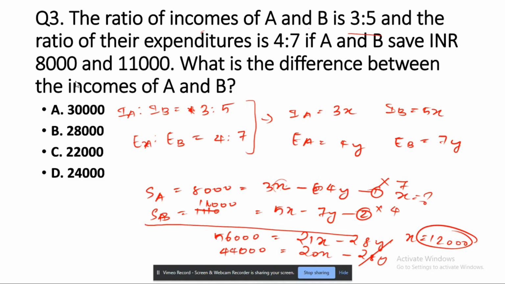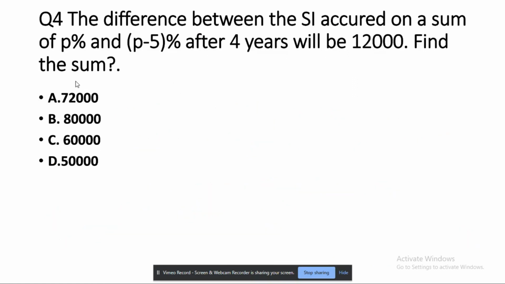So the question is, what is the difference between the income of A and B? A's income is 3x and B's income is 5x. The difference between them is 2x. So we can write 2 into 12,000, that is 24,000. 24,000 is the answer, that is option D is the answer. Let's go to the fourth question.